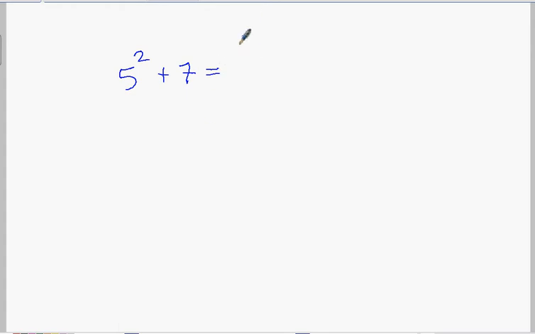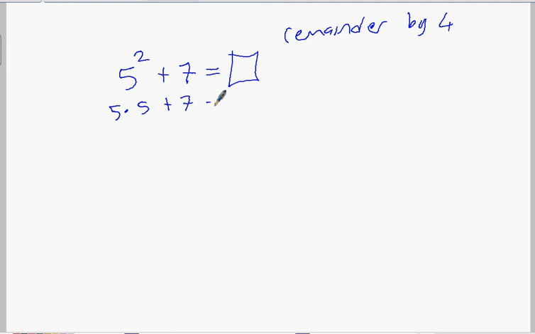For example, if we have a calculation like 5 squared plus 7, and someone asks you, if you multiply and add them, what is the remainder when you divide it by 4? So 5 squared means 5 times 5, and then plus 7. Normally we will do this with other modular arithmetic, about the basics of working out remainders.